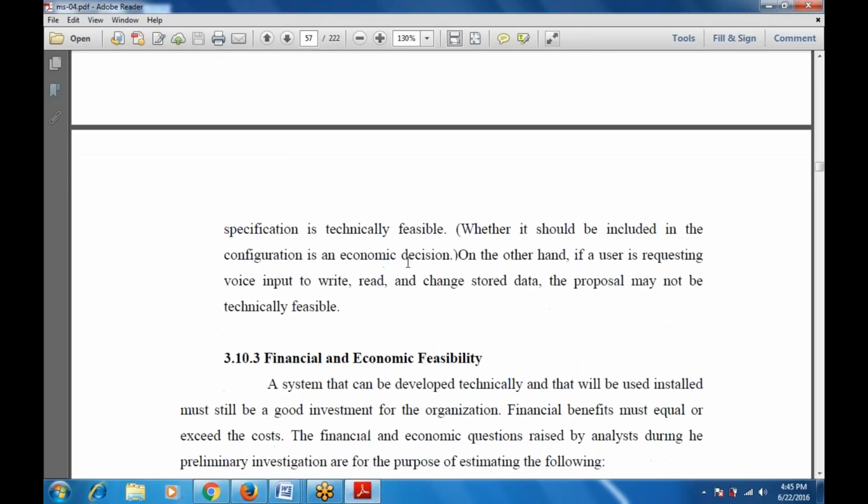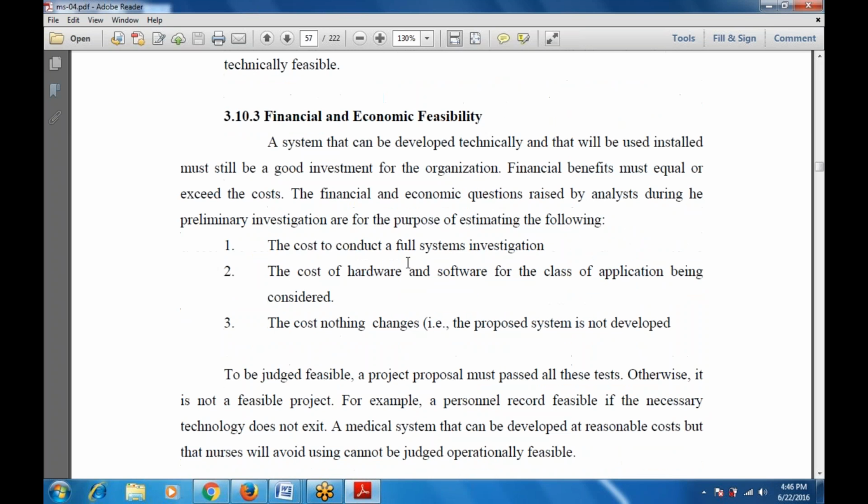And whether it should be included in the configuration is an economic decision. On the other hand, if the user is requesting voice input to read, write, and change the stored data, the proposal may not be technically feasible. So if voice input is requested to read, write, and change the stored data, the proposal may not be technically feasible.